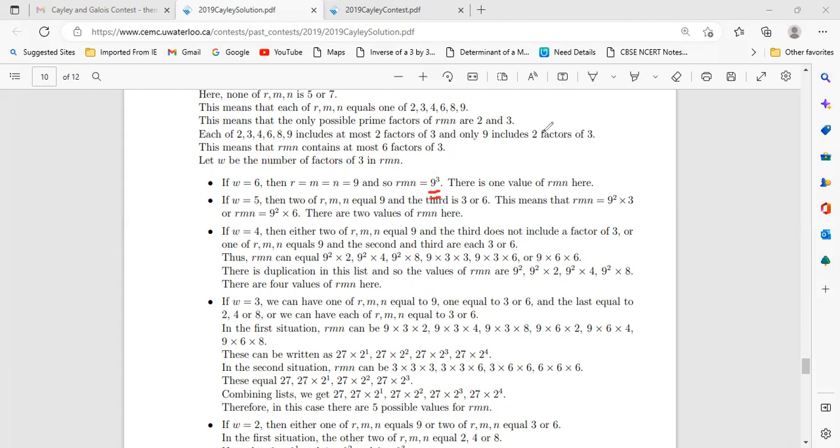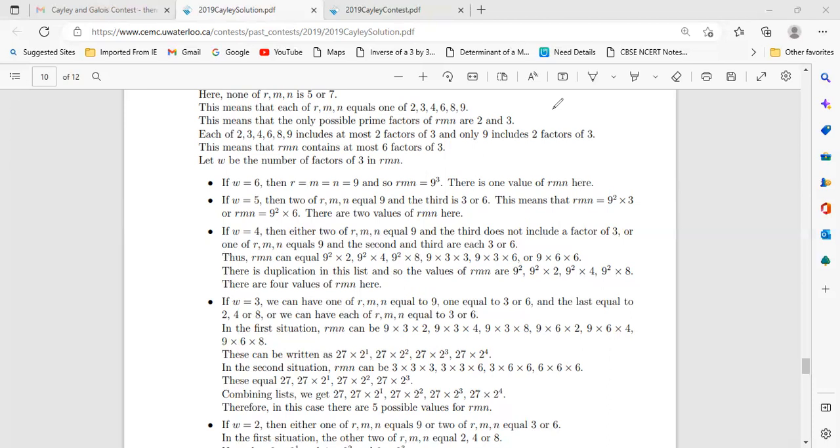So you have 9 cubed. At most W is 6, right? So you have to check what if W is 6, what if W is 5, what about W for 3, for 2, for 1, and for 0 also we need to check. For 5, 2 of the RMN equal 9, and the third is 3 or 6. What does it mean? 2 of the RMN equal 9, and the third is 3 or 6, means which values will you choose?